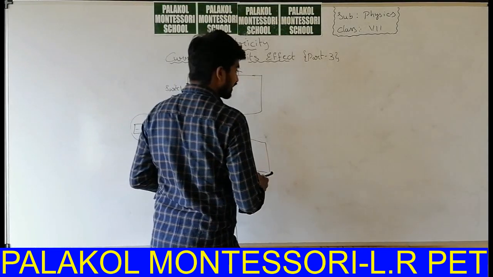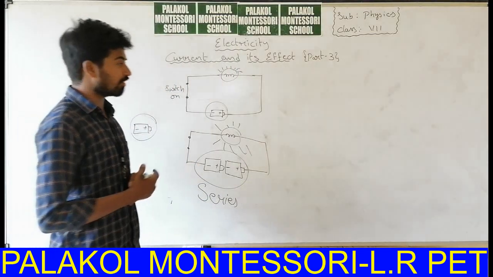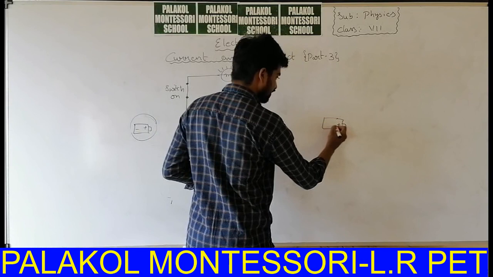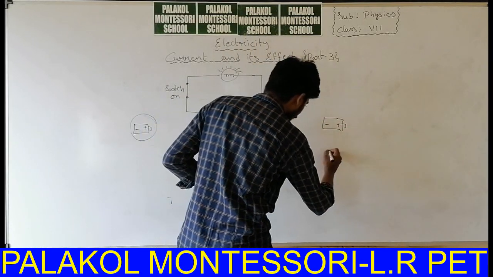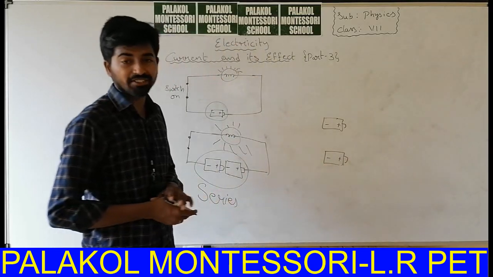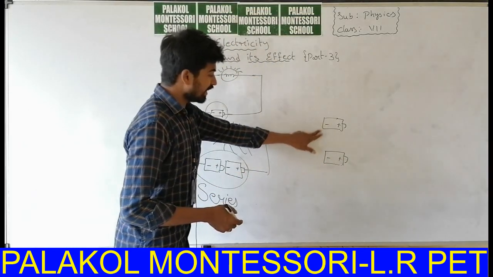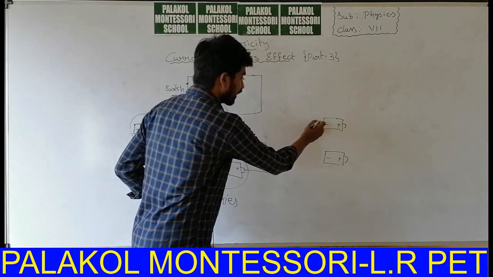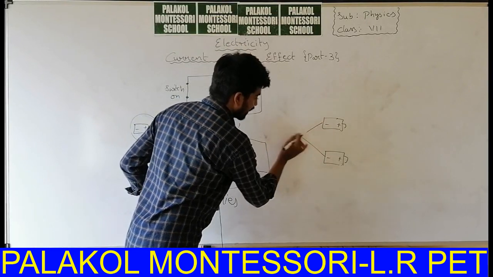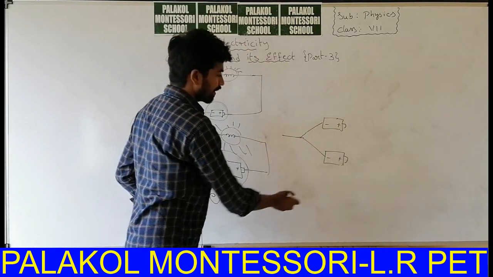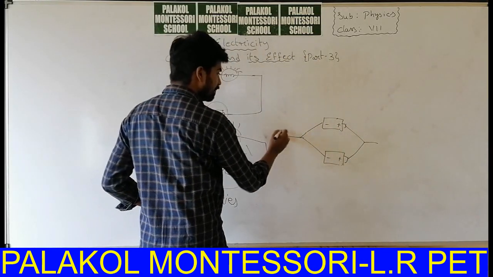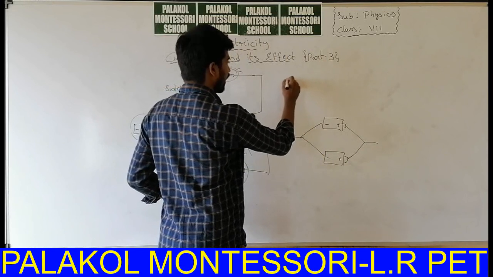Okay. Let us do another way of connection. How can we connect the batteries? Here again the first battery is there and the second battery is also there. I have taken two batteries, and the terminals of the batteries are connected together. The negative terminals of the batteries are connected, and the positive terminals are connected, and this will be connected to the switch and the bulb.